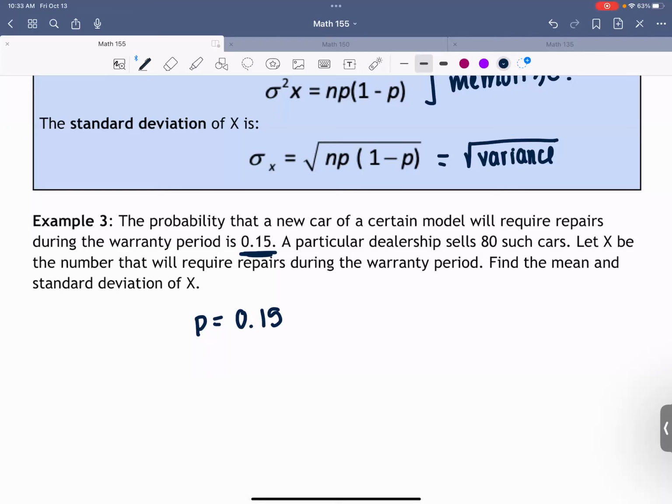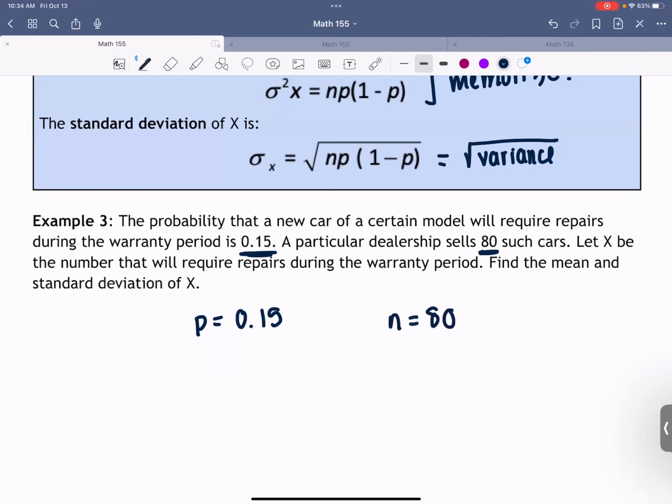In real life, yes, it is good for the dealership. I never really thought of that, honestly. But succeeding doesn't really need to be good for anyone. Succeeding just has to be the thing that you're interested in. Okay. The dealership sells 80 cars. What letter does 80 represent? There's only one more: n, right? So n is 80.